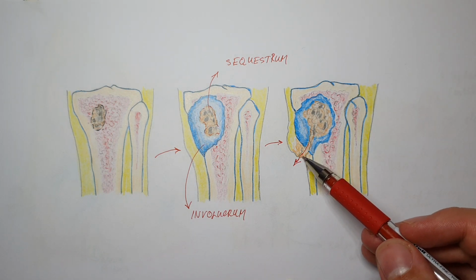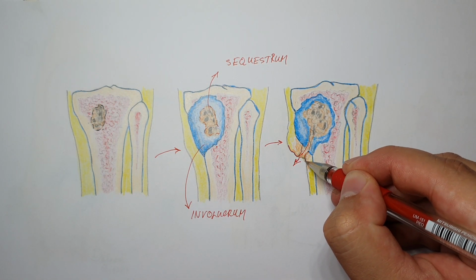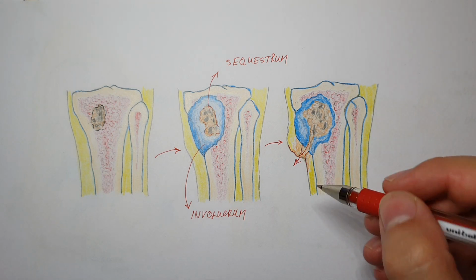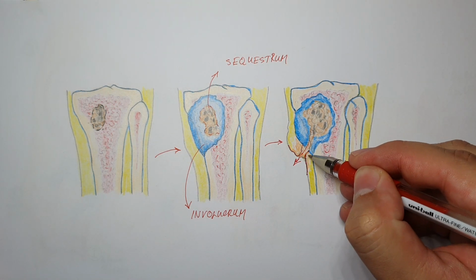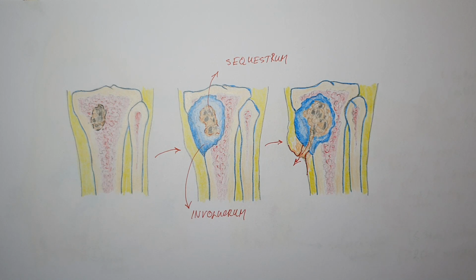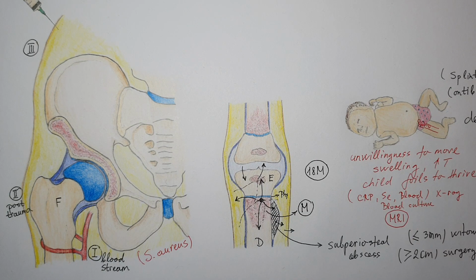So it will form a sinus, and if this sinus lasts for years and years, so we are talking about a period of 5-10 years, it can become a carcinoma. The tissue can change into some kind of skin carcinoma. So this is osteomyelitis in simple terms.